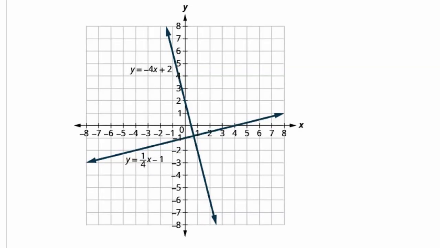Now in this graph, I have the graph of two lines. One is the line y = -4x + 2, and the second line is the graph of the line y = 1/4 x - 1. So the equations are given to us, and these two lines are perpendicular. So that means that they cross, and right where they cross, right here, they are forming a 90-degree angle.